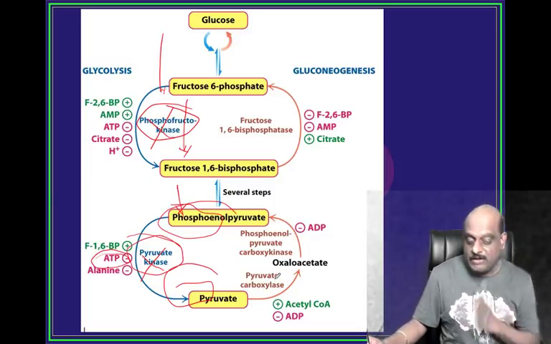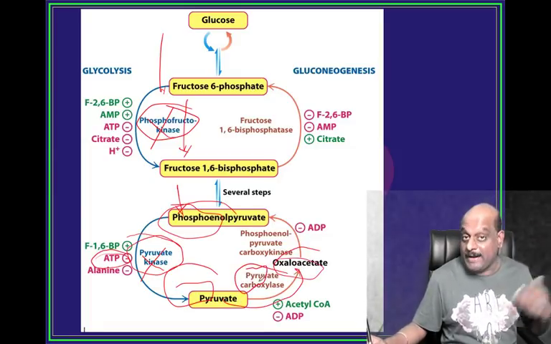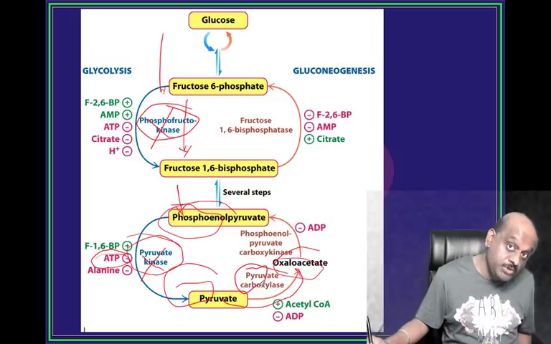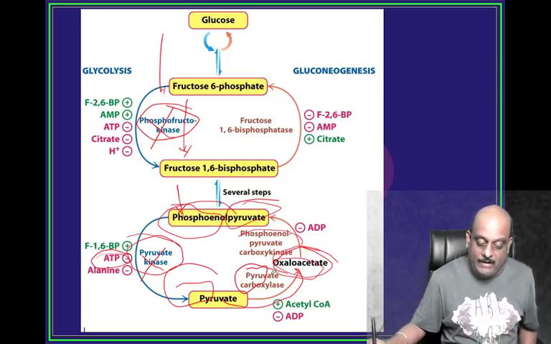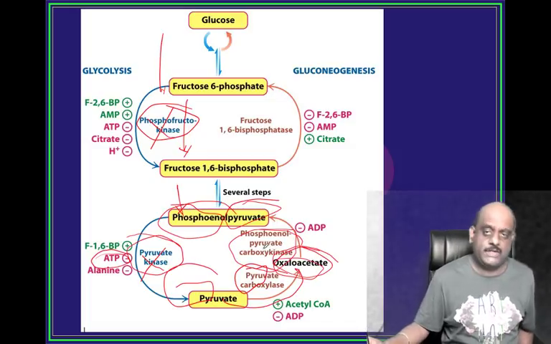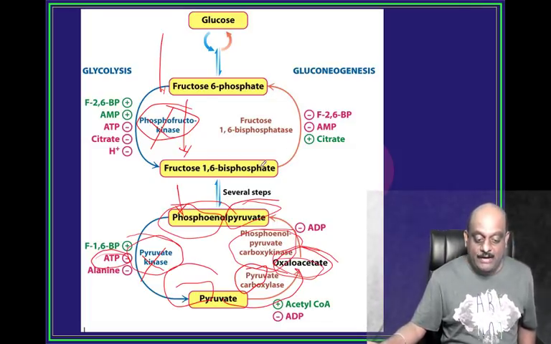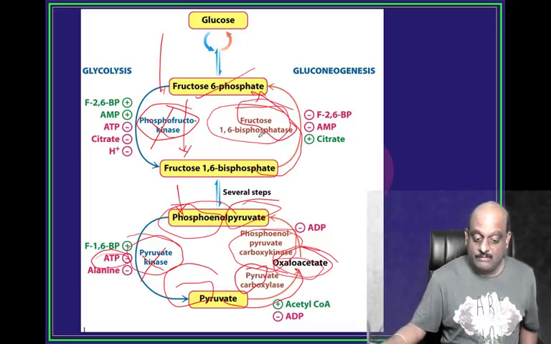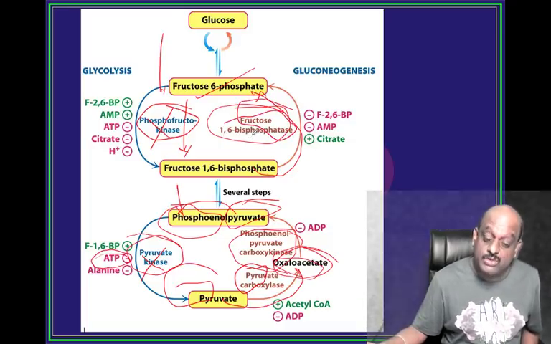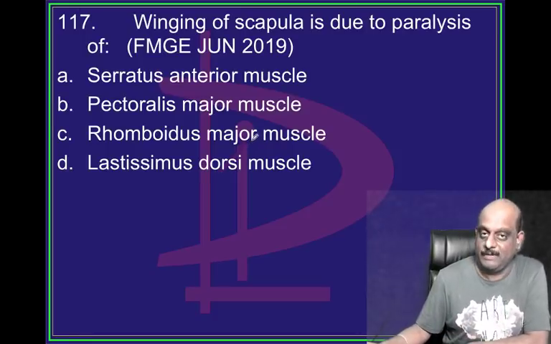Now, going in reverse: pyruvate becomes oxaloacetate by the action of pyruvate carboxylase, which is a gluconeogenic enzyme. Oxaloacetate becomes phosphoenolpyruvate by phosphoenolpyruvate carboxykinase, a gluconeogenic enzyme. Then fructose 1,6 bisphosphatase converts fructose 1,6 bisphosphate to fructose 6 phosphate. That is also a gluconeogenic enzyme. Be very sure of that.